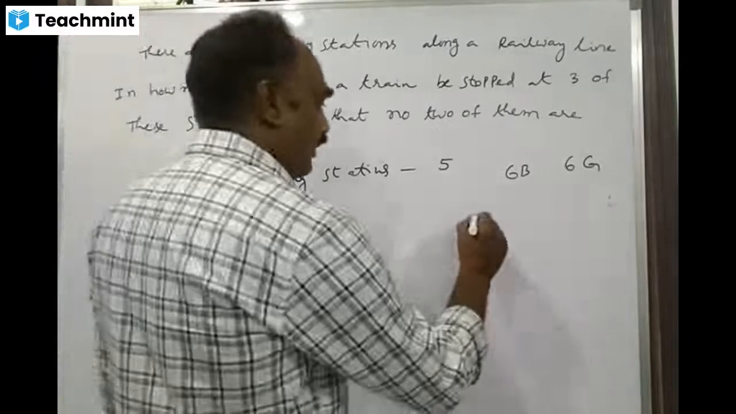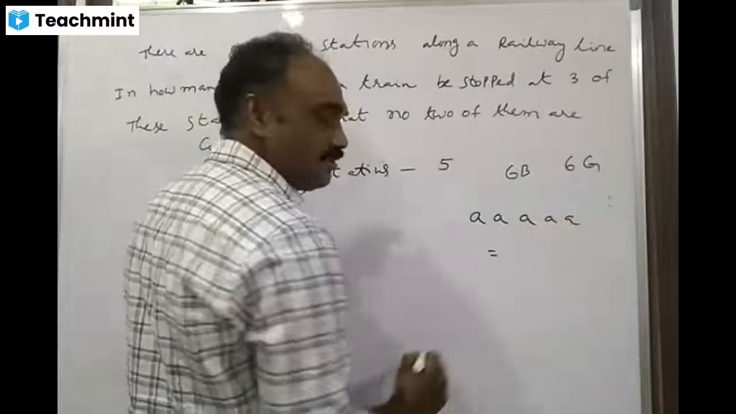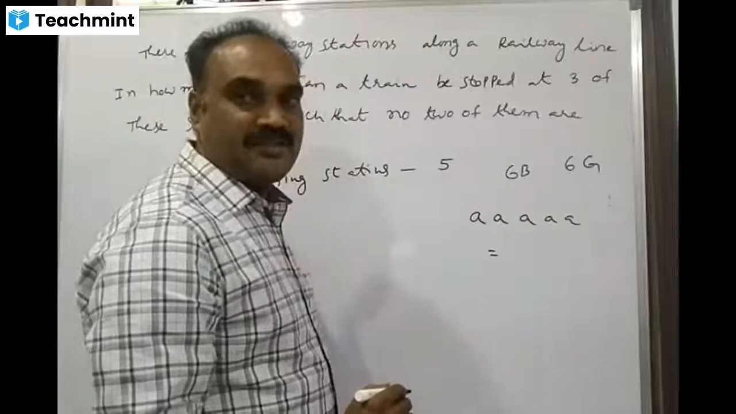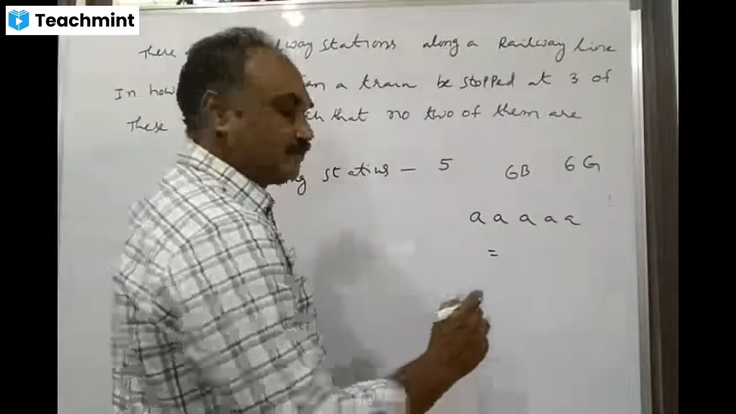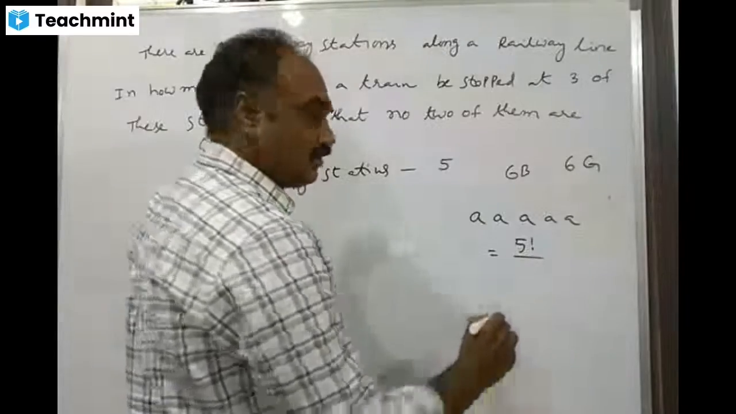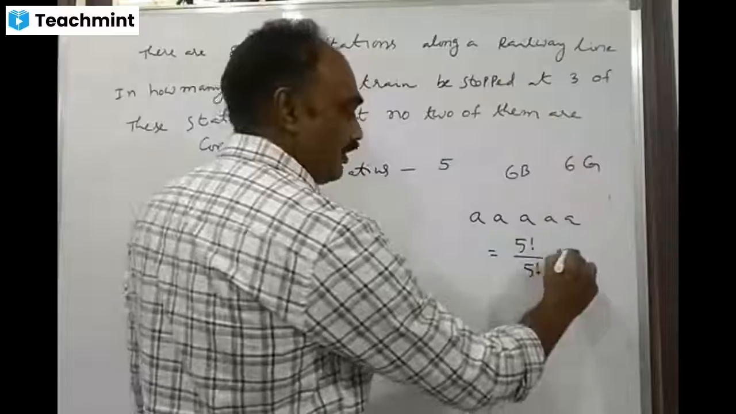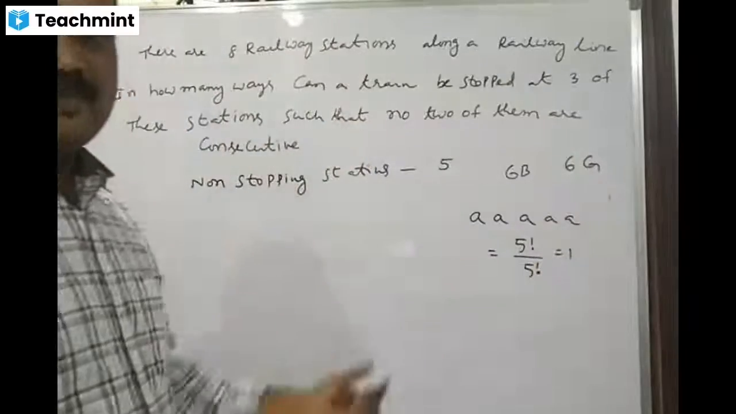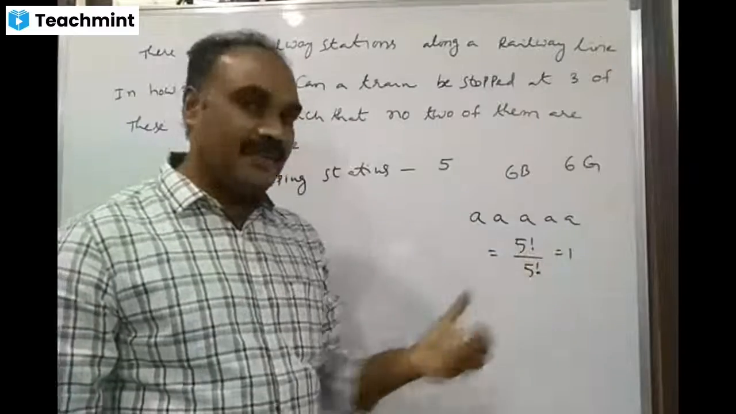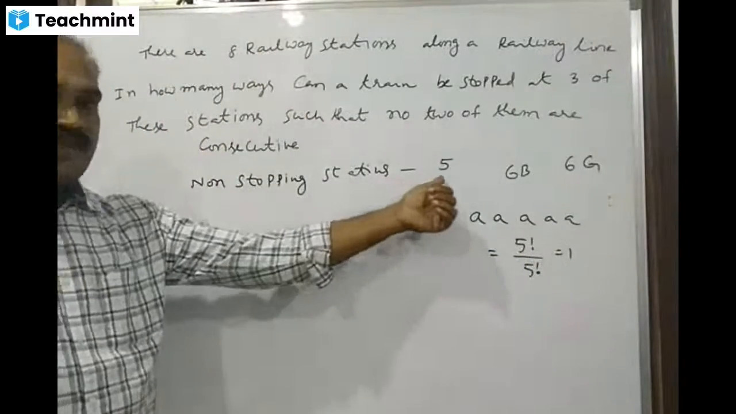So suppose 5 letters A. How many arrangements? Total arrangements is equal to 5 factorial by the similar letters' factorial, 5 factorial. Here A is repeated 5 times. Answer: 5 factorial by 5 factorial, which is 1. Here 9 non-stopping stations is equal to total 5.